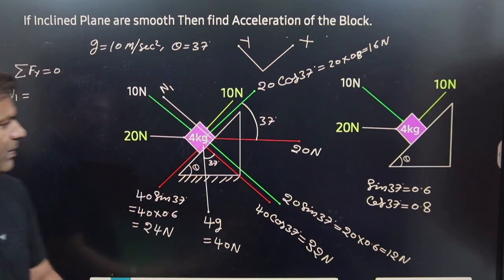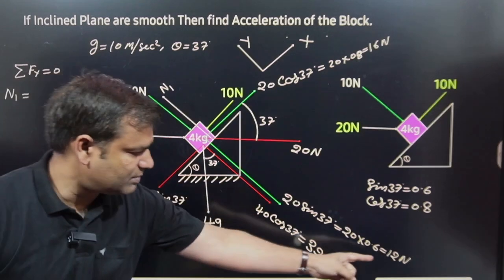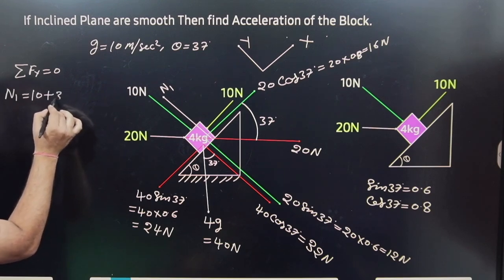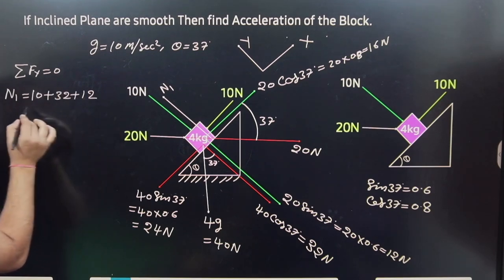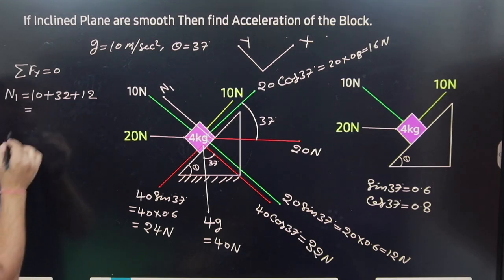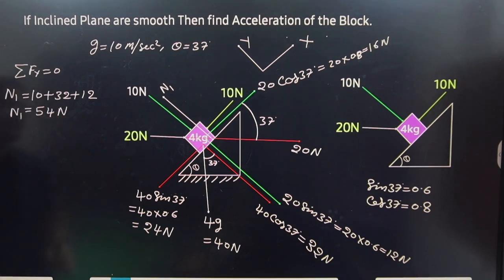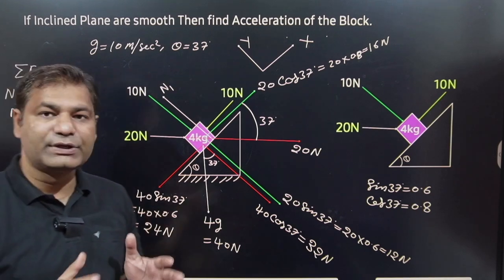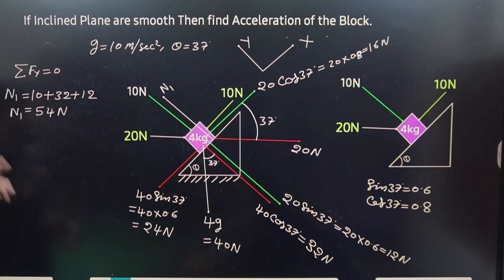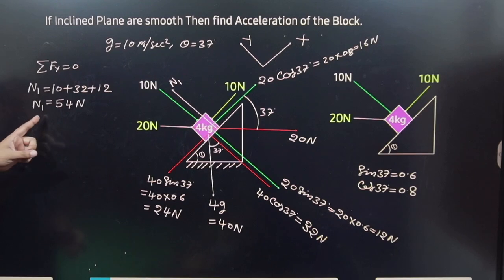So N1 is equal to 10 plus 32 plus 12. We get 44 plus 10, that is 54 Newton. So the normal force applied by the inclined plane on the 4 kg block is 54 Newton. I hope it is clear.